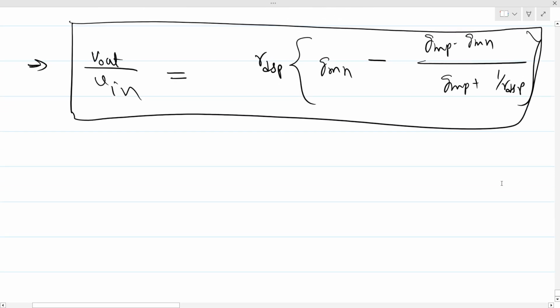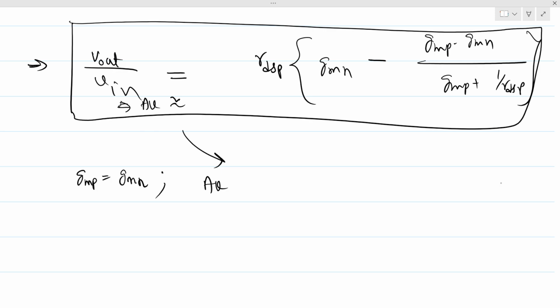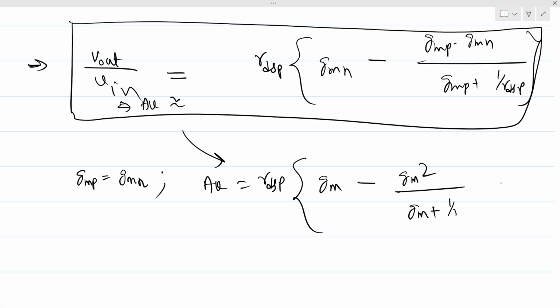Now let's take GMP equals GMN. Okay, now how do you think what will be the case? So this expression, let's say this is AV, the small signal voltage gain, will be equal to that. So we can put here, so this will be what? It will be RDS of P times GM minus GM square by GM plus 1 by RDS.